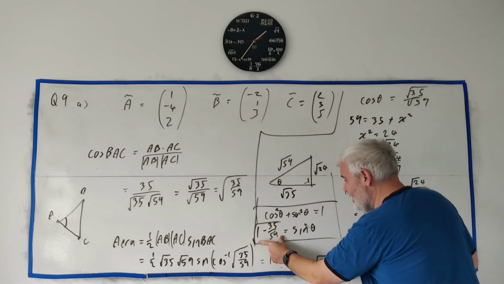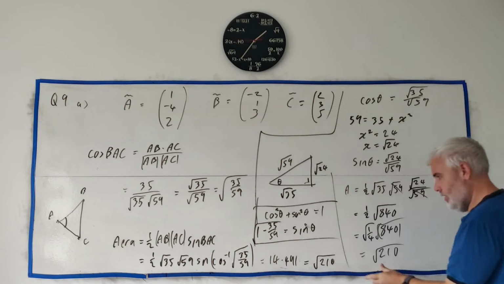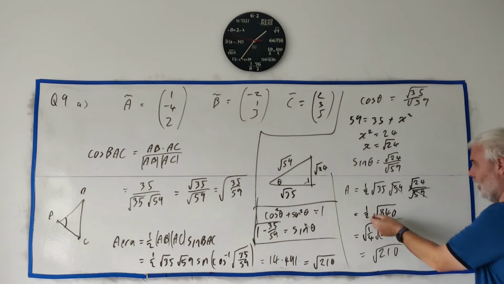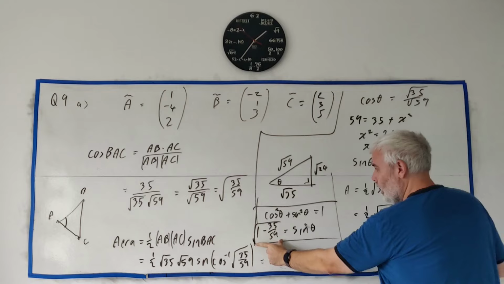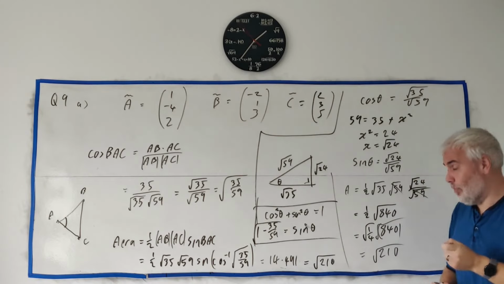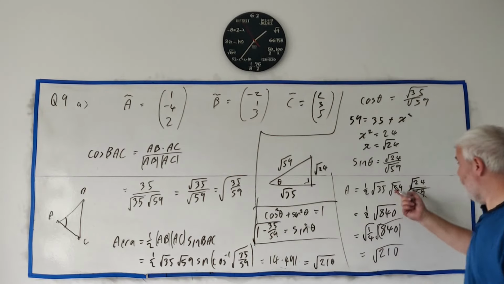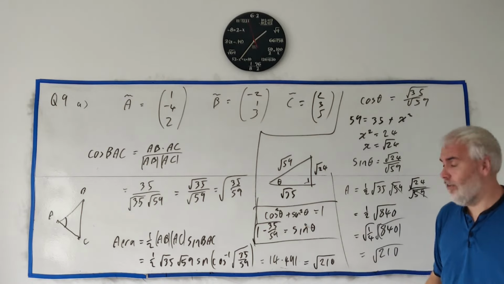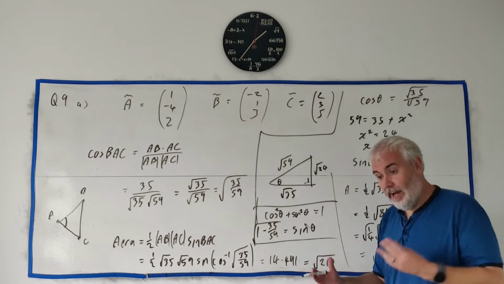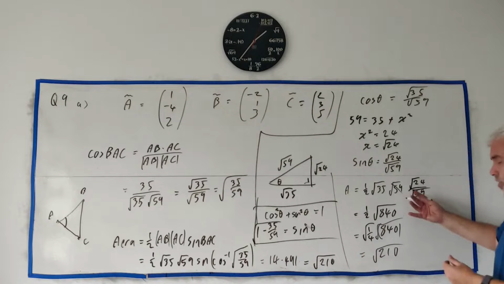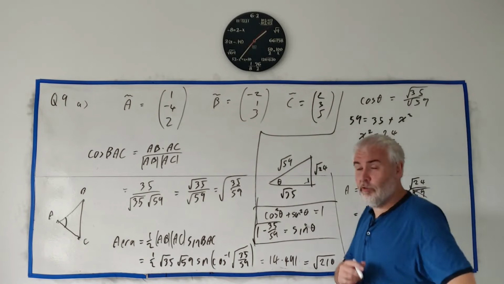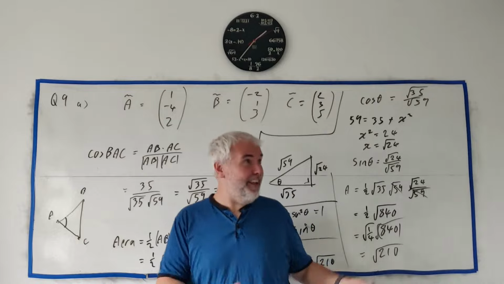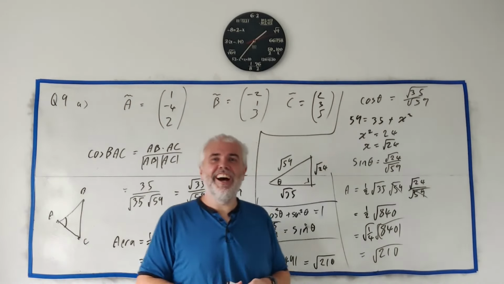You could have put this in for sine theta into this formula here, a half square root of 35 square root of 59 multiplied by the square root of this. Do a bit of algebra, multiply them in. The square roots can multiply into square roots, fine. 59 would cancel, everything would cancel down, and we'd be left with something similar. We would get square root of 210. Okay, I ended up doing all three, I guess, there.